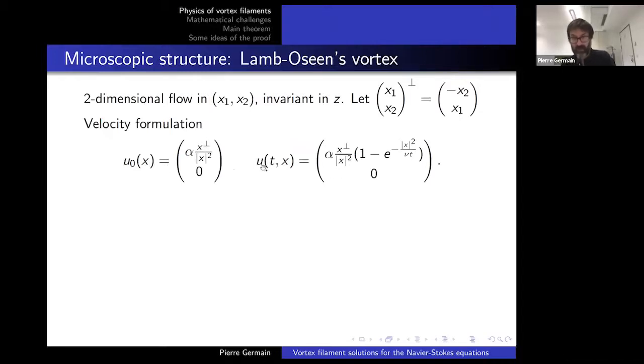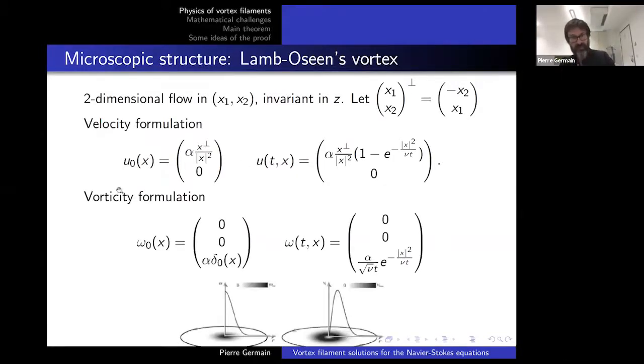This U is not only an exact solution of the heat equation, it's also an exact solution of the Navier-Stokes equation because of a number of miraculous cancellations. It's instructive to look at the picture in vorticity formulation, in which case now the vorticity is pointing in the vertical direction and it has strength alpha with a delta at time 0. And at later time, once again, omega is just an exact solution of the heat equation, and it's also an exact solution of the Navier-Stokes equation. And you get the usual fundamental solution for the heat equation.